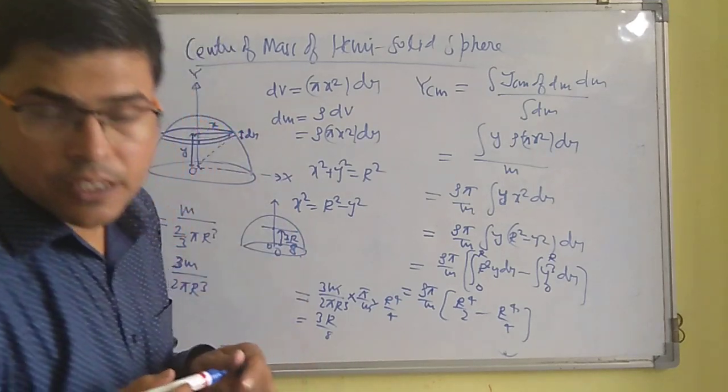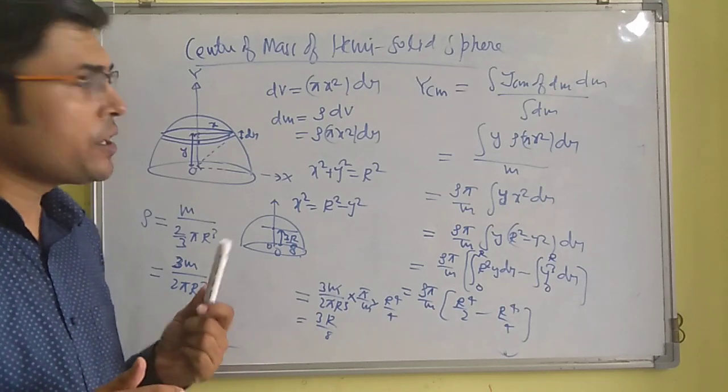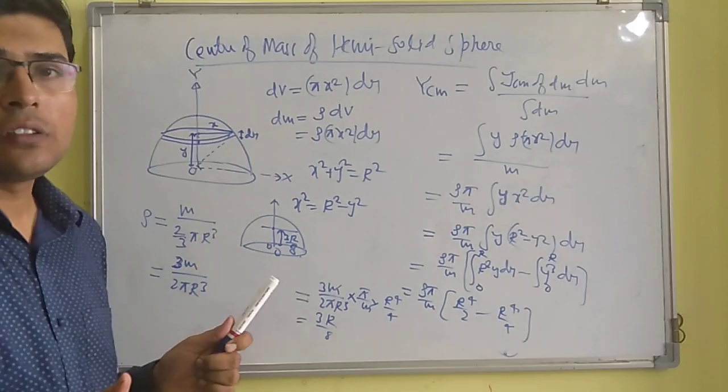Right? Simple. So this is center of mass of hemi-solid sphere. Now we are going to deal with center of mass of solid cone.